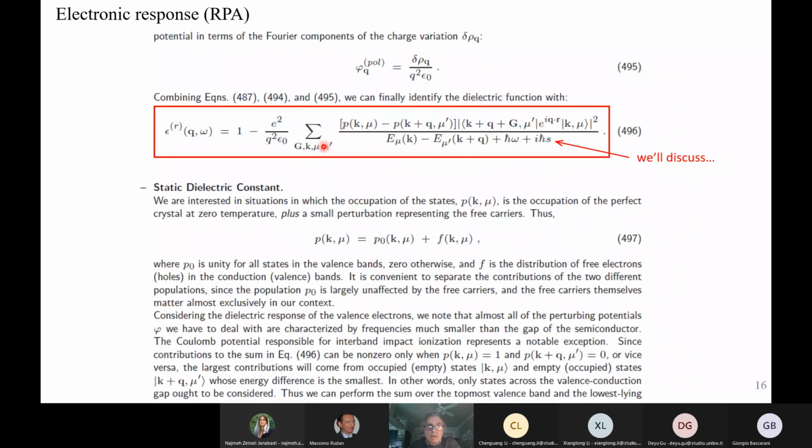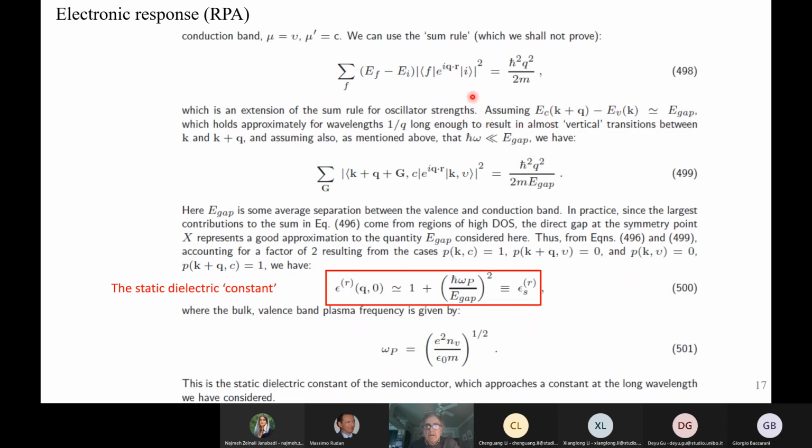Then it simplifies because we can do the sum only between the conduction and the valence bands. The nu is only the valence bands. The nu prime would be only the conduction bands. Otherwise, this thing goes to 0. We have to worry about what happens. This is the nasty thing.